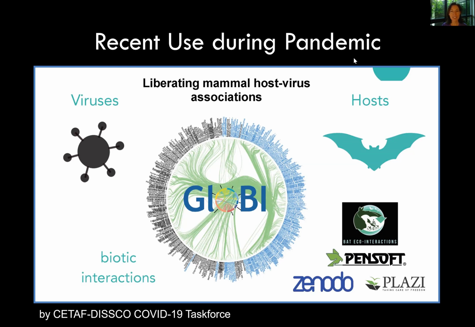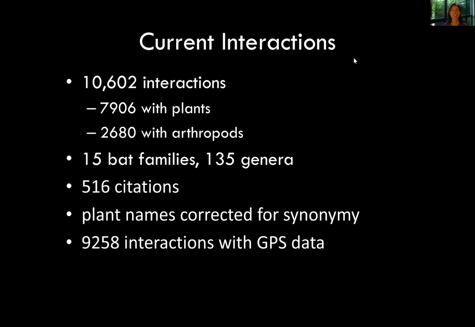So anyway, there are a lot of different uses. So what's currently in the database? It's ever growing. We have over 10,000 interactions right now in the database. We have almost 8,000 associated with plants. That has a lot to do with our history. Almost 3,000 are associated with arthropods, and again, some of these other new ones that we just built out the back end to start allowing for birds and bacteria and all of that. We're building that out. So far, 15 families of bats are represented from 135 genera.